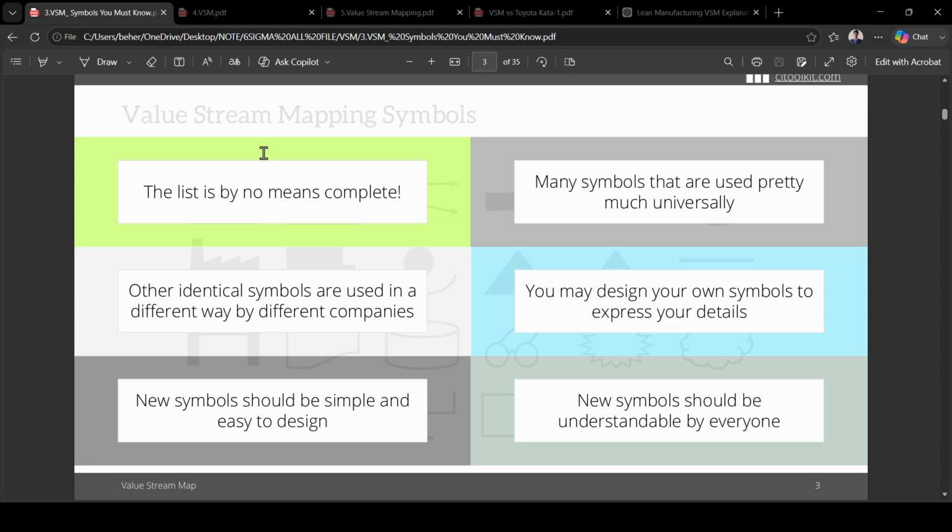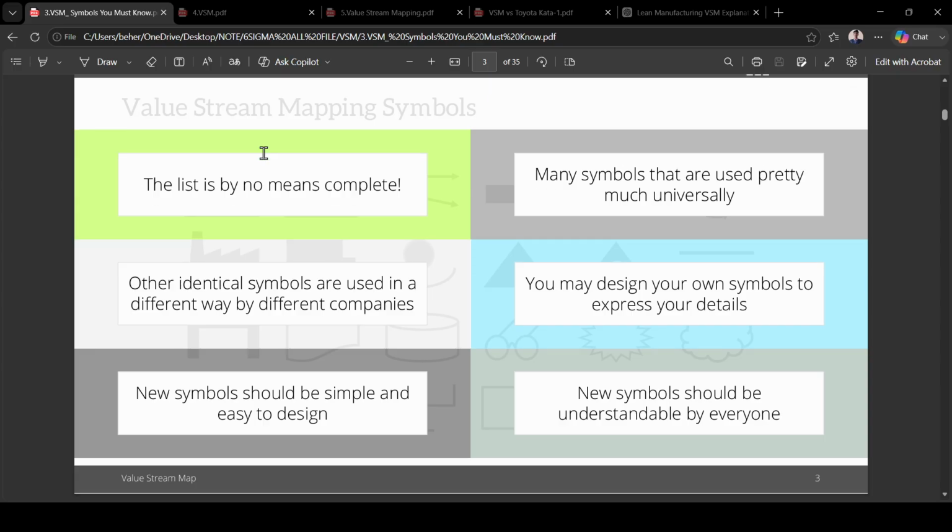The value stream mapping symbol list is by no means complete. Identical symbols are used in different ways by different companies. New symbols should be simple and easy to design. Many symbols are used pretty much universally. You may design your own symbols to express your details. New symbols should be understood by everyone.